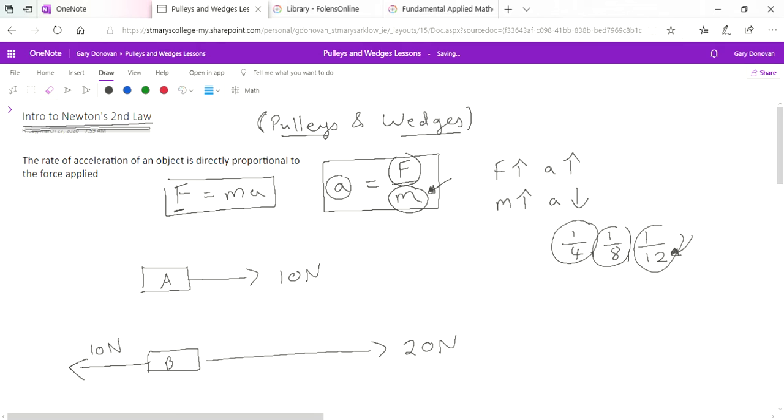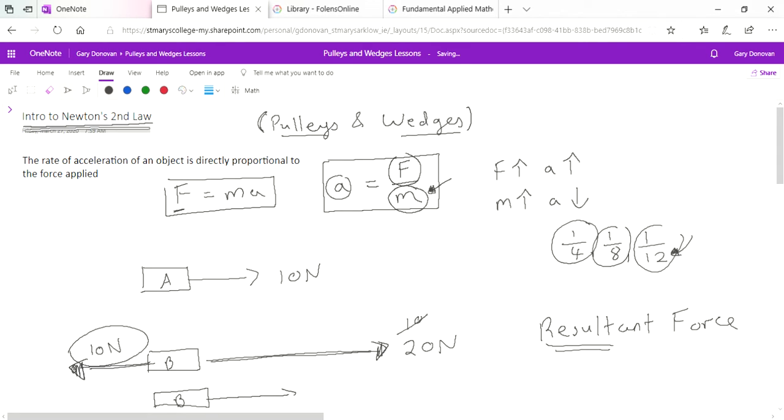Well, to do this, we calculate what's known as the resultant force. A resultant force is the result of the two forces added together. So if you imagine that 20 people of exactly the same strength were pulling to the right, and 10 people of exactly the same strength were pulling to the left, you'd expect that these 10 people pulling to the left would cancel out 10 from this side. And the overall effect really would be 10 newtons to the right. So the resultant force in this case would be 10 newtons to the right.